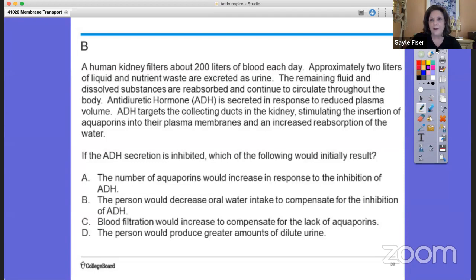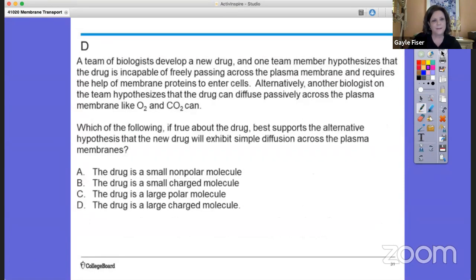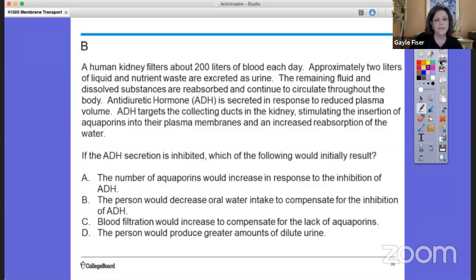Okay, and I hope you chose D. So what was D? D was the person would produce greater amounts of dilute urine, because if your ADH is inhibited, that means that you are urinating a lot. Okay, A is wrong because it said that the ADH stimulates, where did it say that? Stimulating the insertion of aquaporins. Well, we're inhibiting it, so it wouldn't do that. It wouldn't increase. All right.